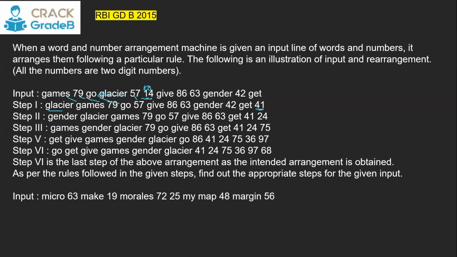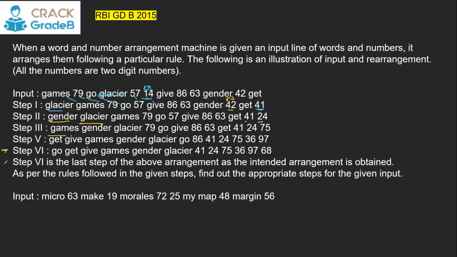Now, in the next move, the gender comes in front of glacier. And in the last, the second smallest number, which is 42, has gone behind with interchanged digits. Then comes the games in front, and similarly. And then observe the last step.